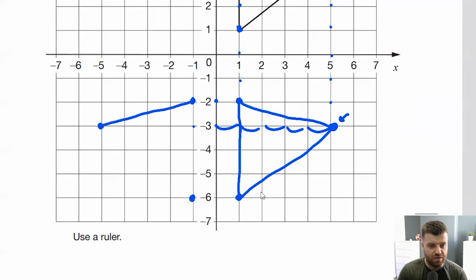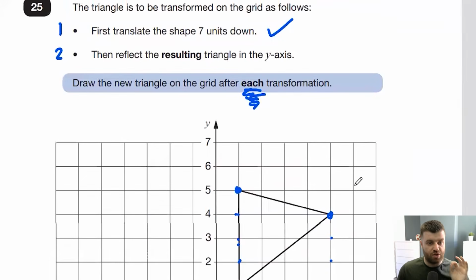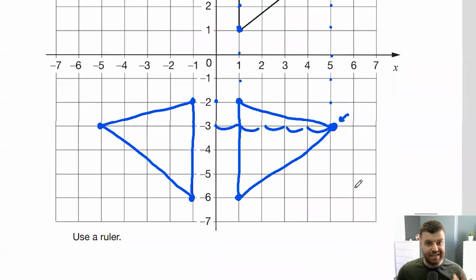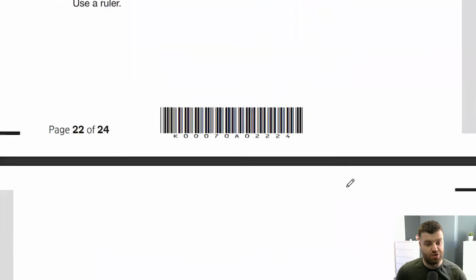Again, guys, with a ruler and a pencil, not with a stylus, which is just hands-free and a bit messy, you're going to draw in that reflection there. I've drawn 2 triangles because the question said, draw the new triangle on the grid after each transformation. So I had to draw 2 different triangles to get my 2 marks.